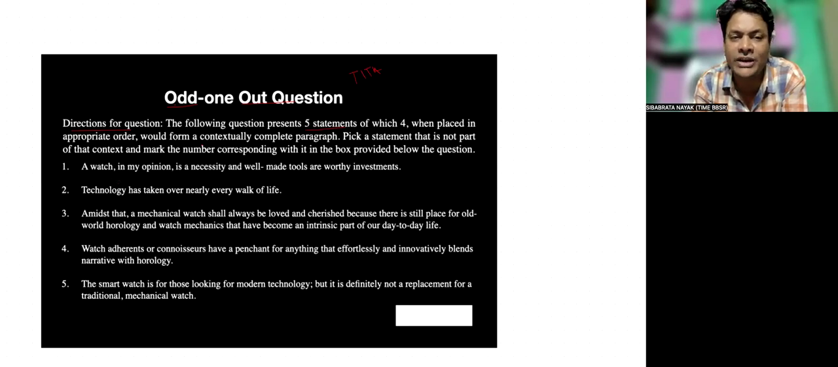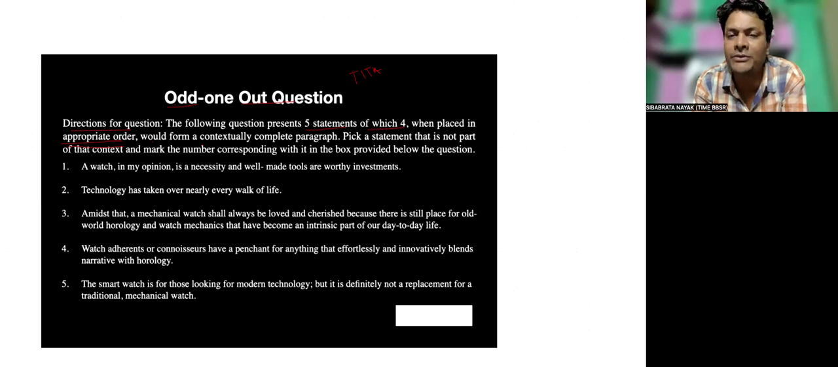it means we need to make a proper order of the four statements so that it will create one particular theme or the author's idea, right? And the other statement would be separate from that theme or separate from that idea. And once we make those four statements coherently organized, that would form a contextually complete paragraph, right?